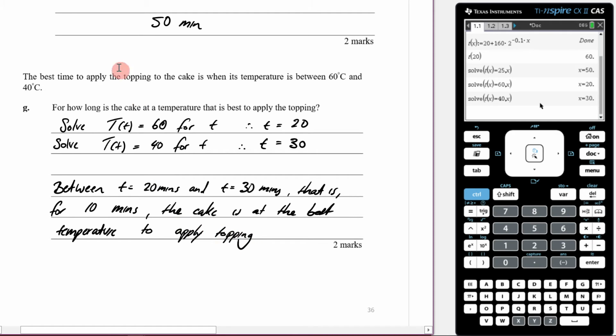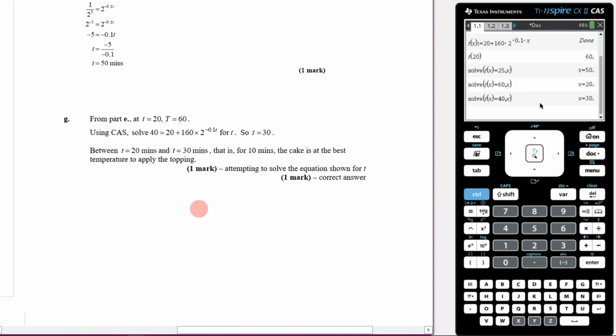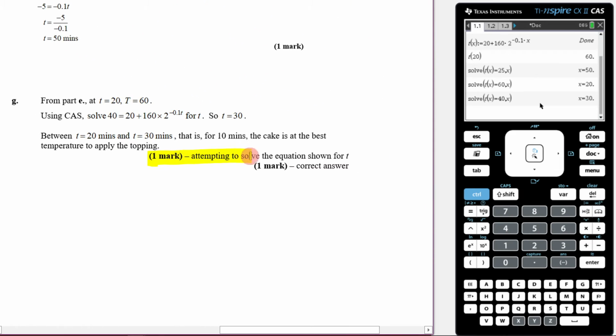So really, the crucial piece of information there is 10, but because it's worth 2 marks, I wanted to make sure that I had everything I needed there. If we look at our mark scheme here, you can see that you get 1 mark attempting to solve the equation for T. So using the CAS, we did that, and 1 mark for the correct answer.